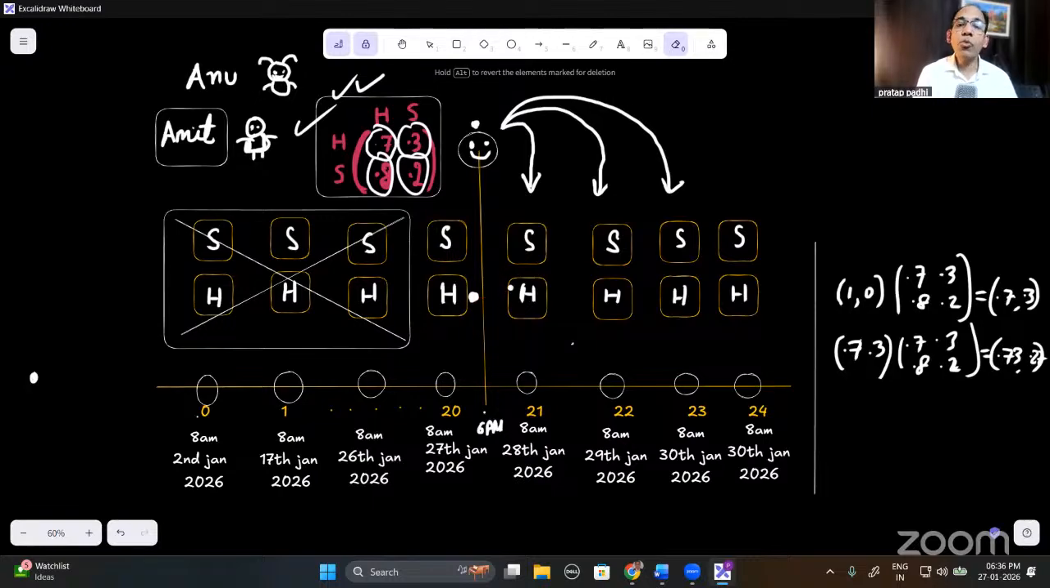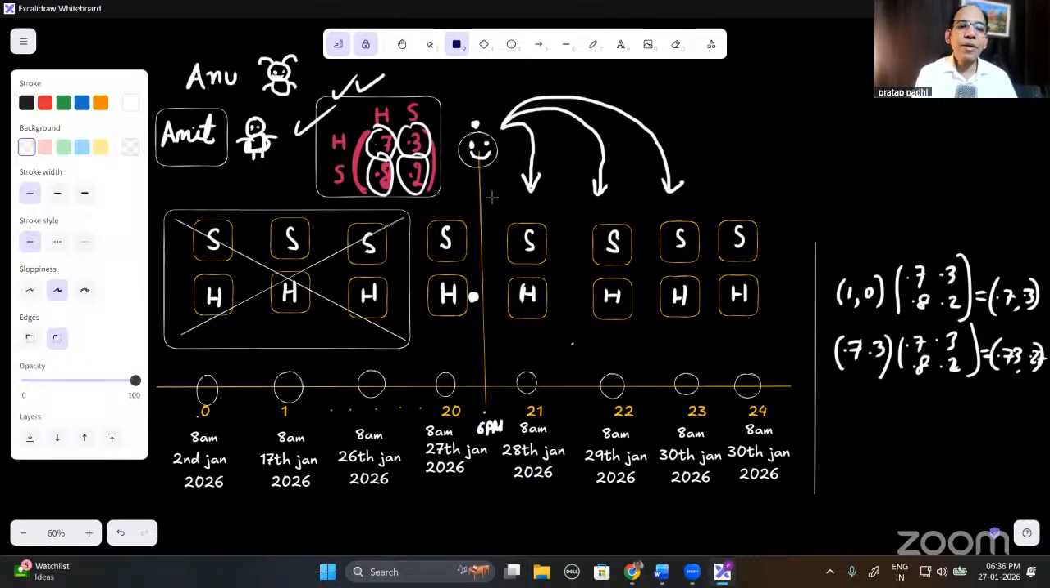Instead of tomorrow morning 8 a.m., which we already studied when I taught you Markov chains and how to model that, now Amit is asking about Anu coming now. We want the prediction immediately after half an hour. Can you predict here? That's a great question, right? Can I predict here? Oh God.